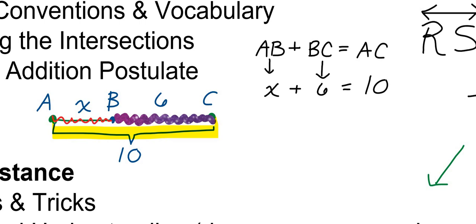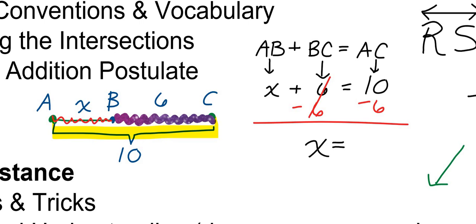Now I have an equation. With an equation, we can now solve for any variable. If I were to solve this, my first step would be to isolate X, so I'd subtract 6 from both sides. Now I would have X equals 10 minus 6, which is 4. So the length from A to B is actually 4, or X equals 4. All right, let's move on.